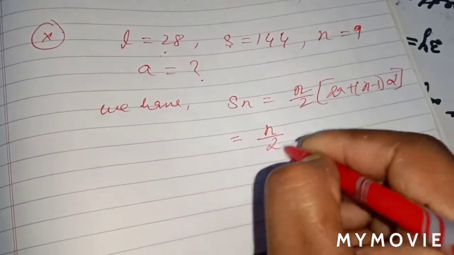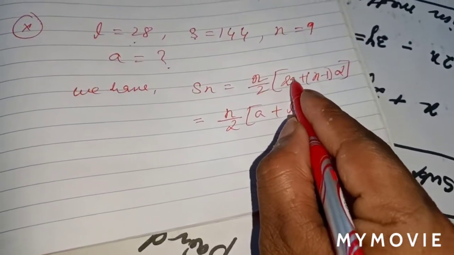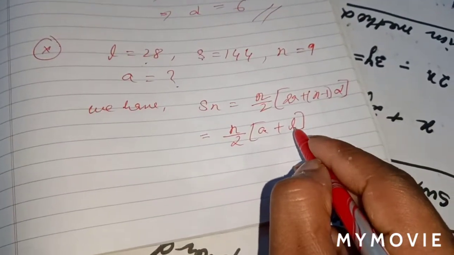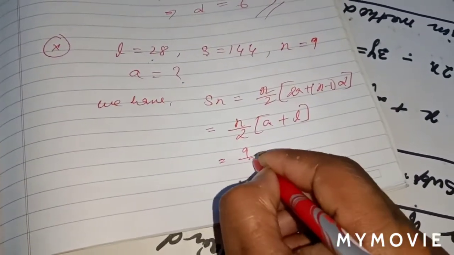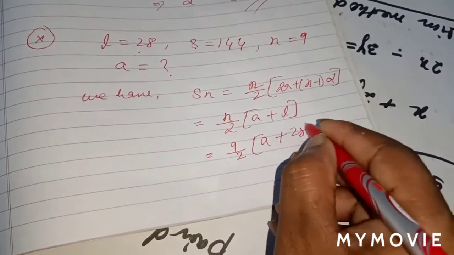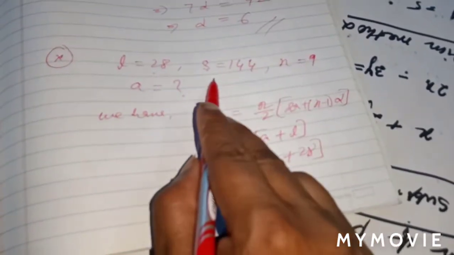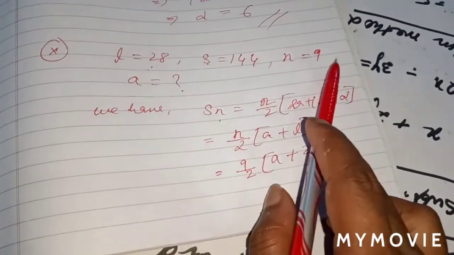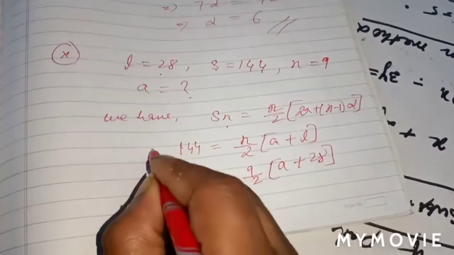That is N by 2 into A plus L. How to get it? Because if you break this twice A, you will get A plus A, one A this one, and another A plus N minus 1 D, which is L. So N is 9, so 9 by 2. A they have not given, L is 28. Sn, because there are 9 terms, and they have given S, the sum of 9 terms, so 144 you can write here.